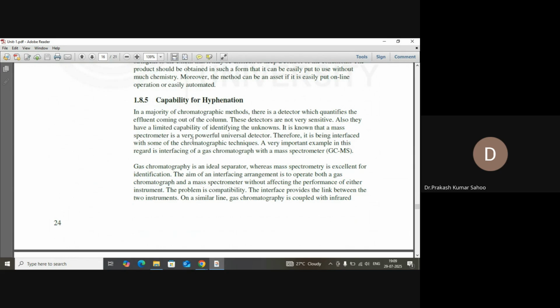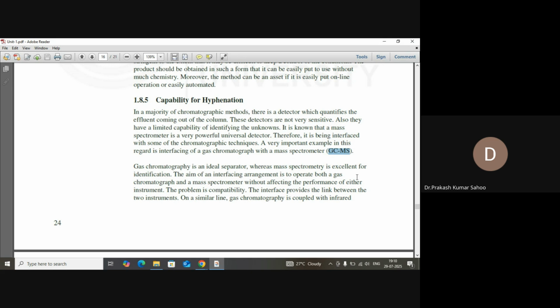It is known that a mass spectrometer is very useful as a universal detector. Therefore, it is interfaced with some of the chromatographic techniques like GCMS. Just remember, students, in our recent Moon mission made by ISRO, the Indian Space Research Organisation, different spacecrafts were sent to different planets, that is Mars, the Moon, or Venus.